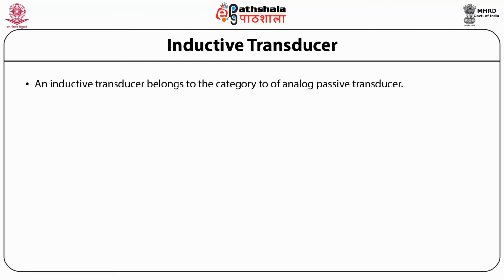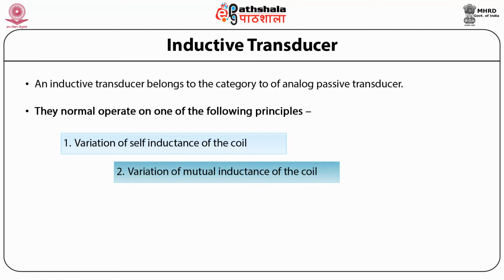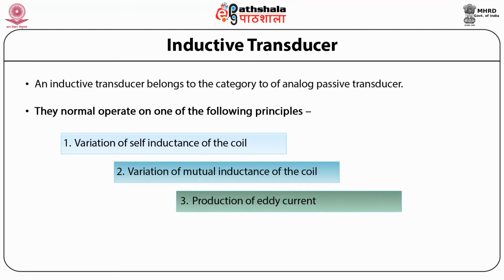Inductive transducer. An inductive transducer belongs to the category of analog passive transducer. They normally operate on one of the following principles. First is variation of self-inductance of the coil. Second is the variation of mutual inductance of the coil. And third would be production of eddy current. Let us look at these principles one by one.